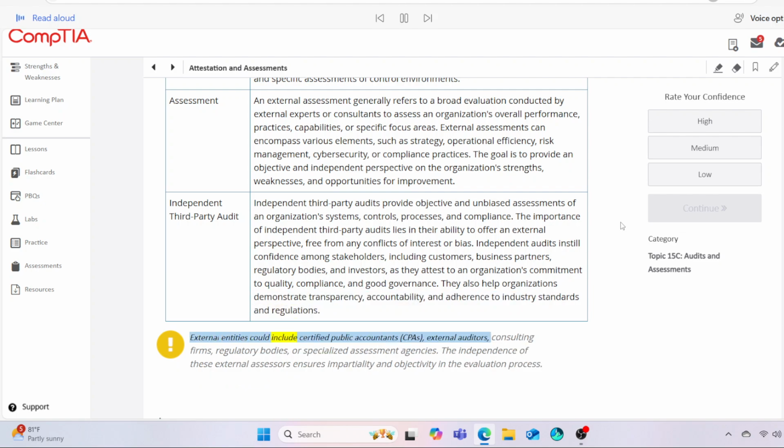External entities could include certified public accountants, CPAs, external auditors, consulting firms, regulatory bodies, or specialized assessment agencies. The independence of these external assessors ensures impartiality and objectivity in the evaluation process.